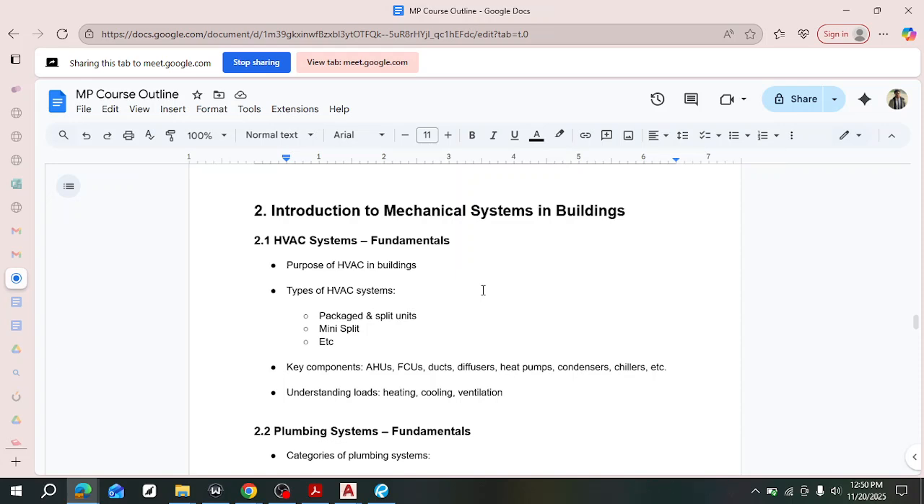So a split unit should basically be the ones that have the high wall units and the low wall units. So basically it's divided into indoor and outdoor. The indoor, which is the high wall, should have where the refrigerant goes, the evaporator, the expansion valve. The outdoor should be where the compressor and the condenser are, basically.